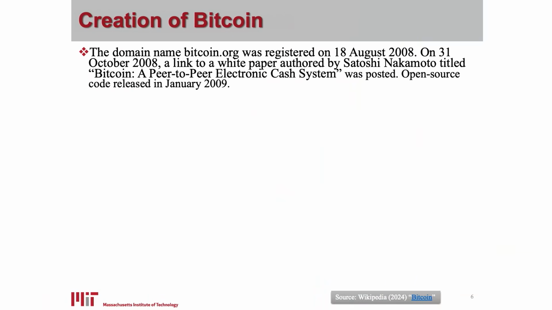So back to the creation of Bitcoin. It was registered August the 18th, 2008. A white paper came out by someone under the pen name of Satoshi Nakamoto. The title of the white paper is Bitcoin: A Peer-to-Peer Electronic Cash System. So remember the peer-to-peer aspect. And open source code was released in January of 2009. We still don't know who Nakamoto is or was, although there's a lot of speculation about it.